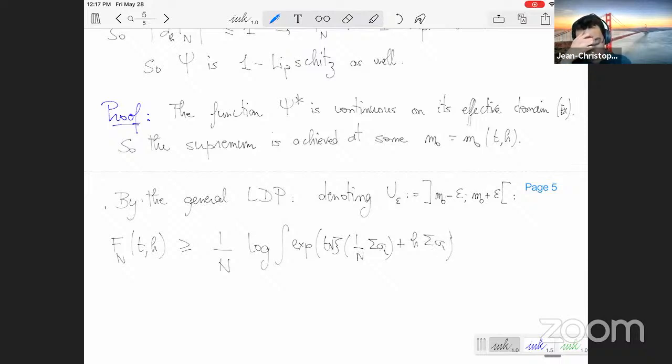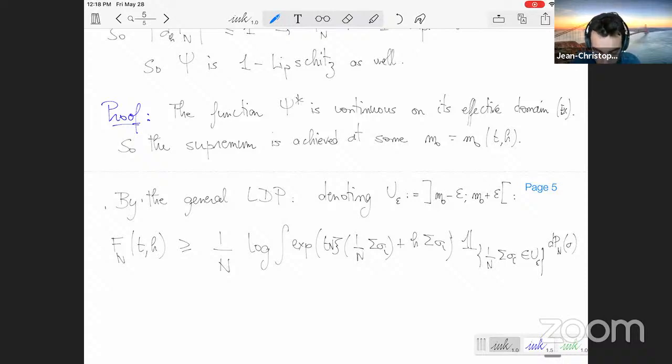But now I'm going to insert the indicator function that the mean magnetization is in this small interval around m naught. So, indicator function of 1 over n sum of sigma i belongs to U epsilon, dPn of sigma. Okay, so I just inserted the indicator function. So far, it's clear that the inequality is valid.